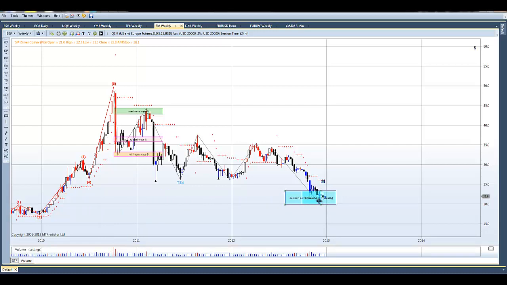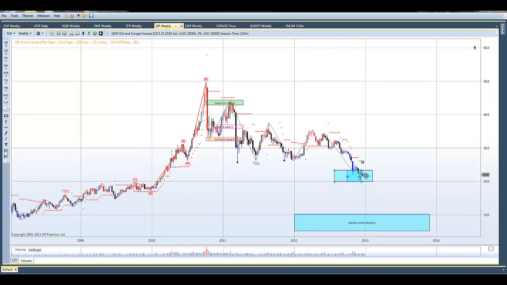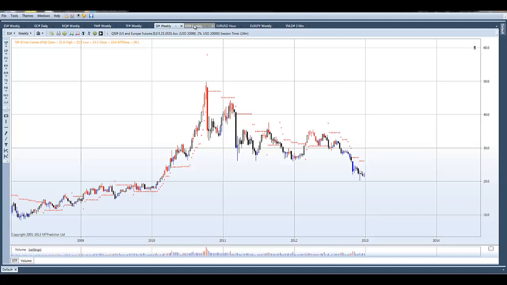All right, so we anticipate that this should hold as support. Now, if this does give way, that would not be a good sign for silver, and for gold as well if gold support fails, because then we'd be looking down around this $10, $11 area. So we'll keep an eye on that.